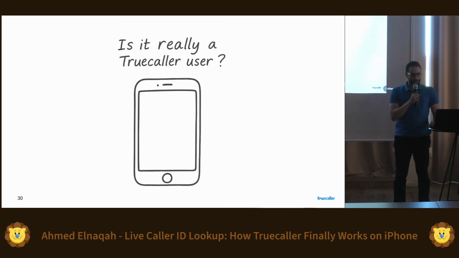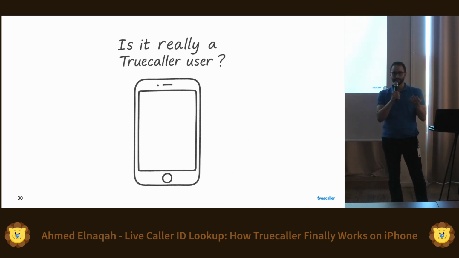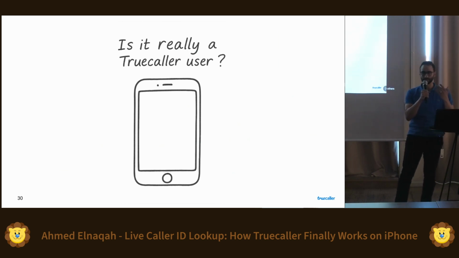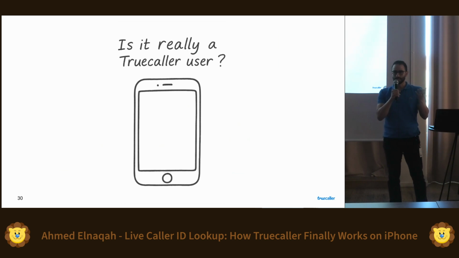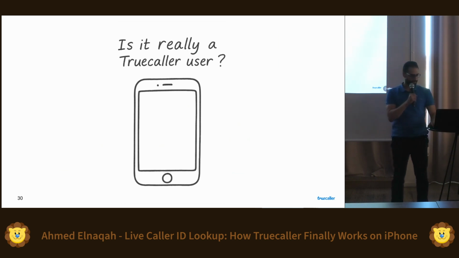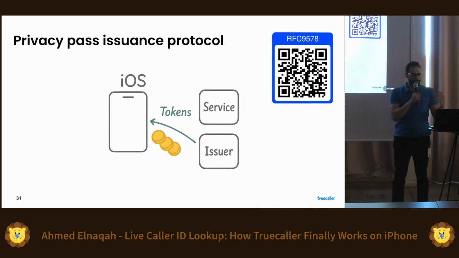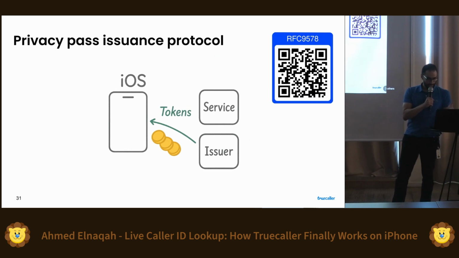So there is a problem here. Is it really a Truecaller user? How would we know? All we know is it's an app relay communicating with us. Anyone who's using the app relay can reach our service and use it without us knowing if it's a Truecaller user who's allowed to use our service. How to solve that? We used another protocol called the Privacy Pass issuance protocol. By the way, I forgot to mention that there is a QR code for the RFC, the request for comments document, for those protocols, if you want to scan it.